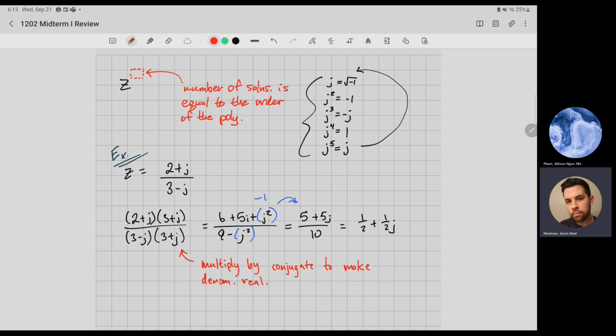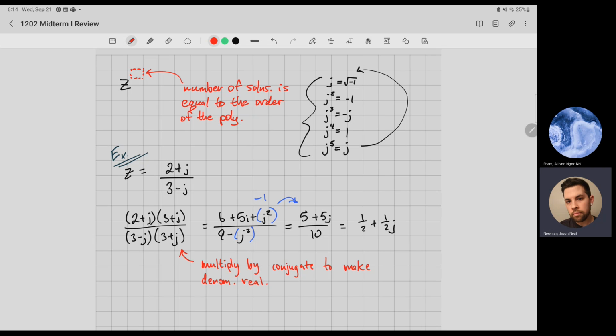And then j to the fourth power would just be j squared times j squared, which is just -1 times -1, which is just +1. And then finally, you'd have j to the fifth, which is just j to the fourth times j, which is just 1 times j, right? So those are complex numbers. One thing you should know is the number of solutions for z is equal to the order of the polynomial. You'll need to know that for advanced engineering math.